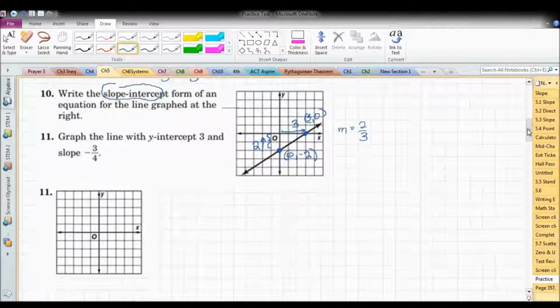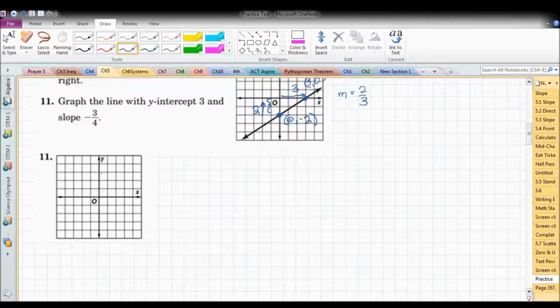Now for number 11, we have to graph a line with the y-intercept of 3 and a slope of -3/4. So first we identify where the y-intercept is, 3, so I'm going to put a point there and label it, because we know we always label at least 2 points on the graph, if not more. And I'm going to look at the slope of -3/4, and I know that means if I move vertically in the negative direction 3 points, then I can move in the positive direction 4, and that's going to give me my next point.